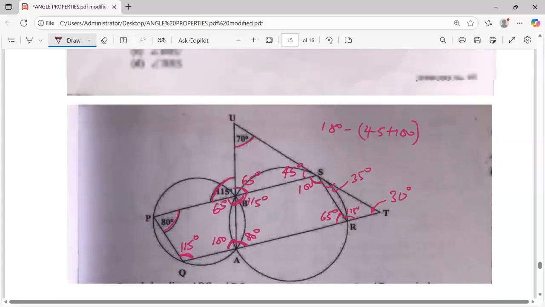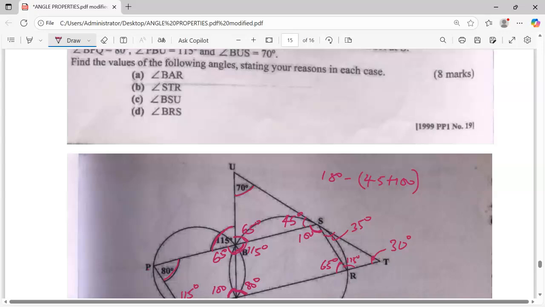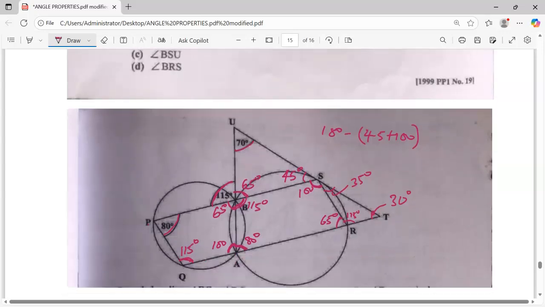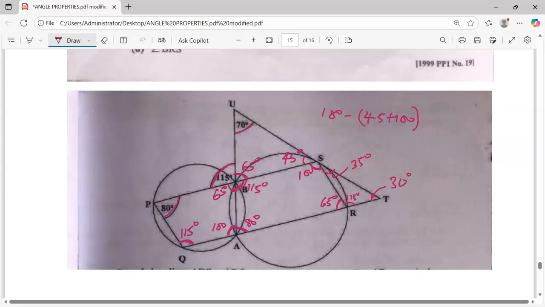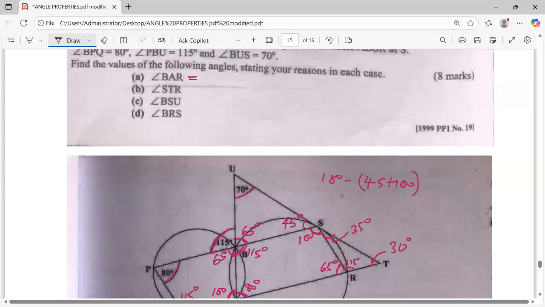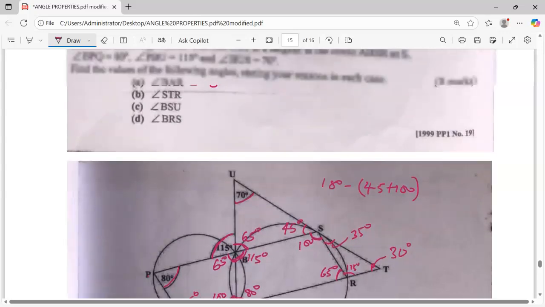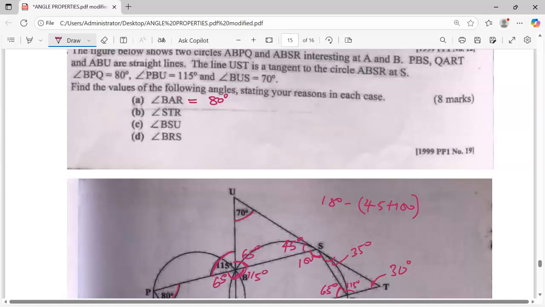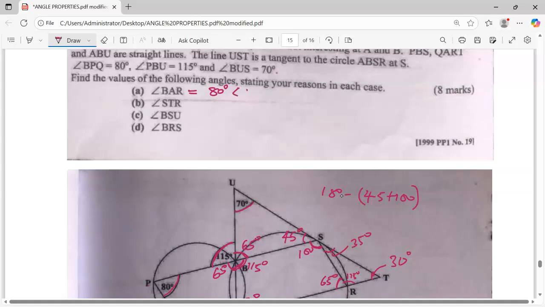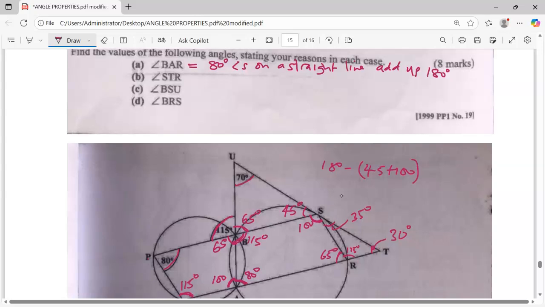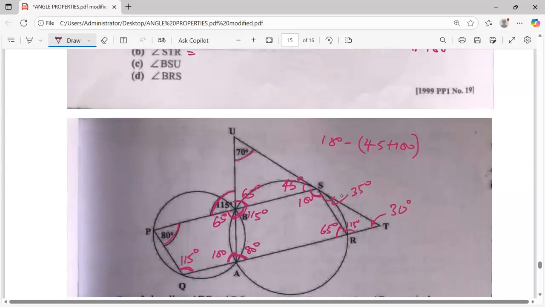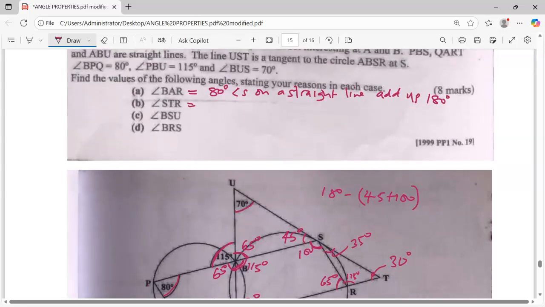We can now start getting the sizes of angle BAR. BAR is 80 degrees since angles on a straight line add up to 180 degrees. Then we have angle STR. STR will be 30 degrees.